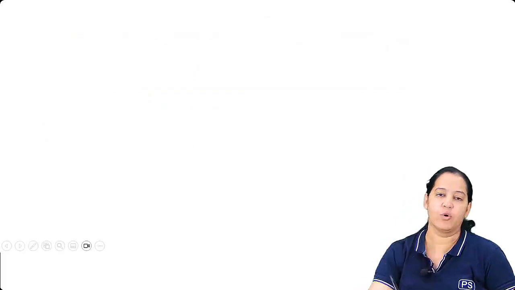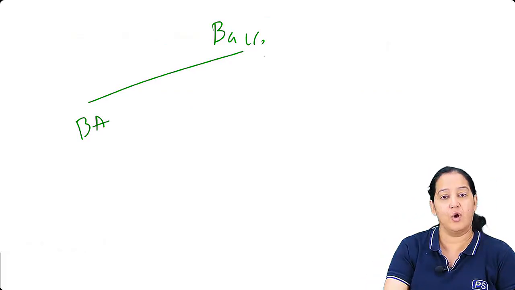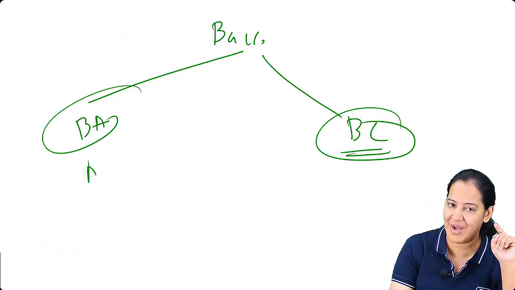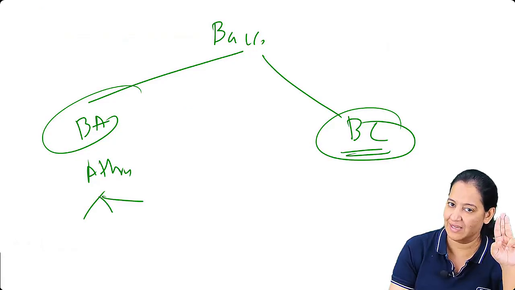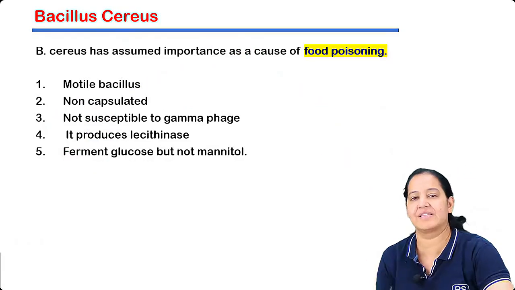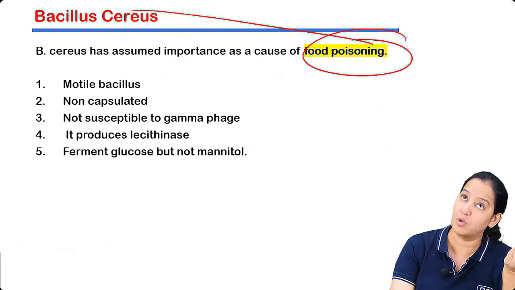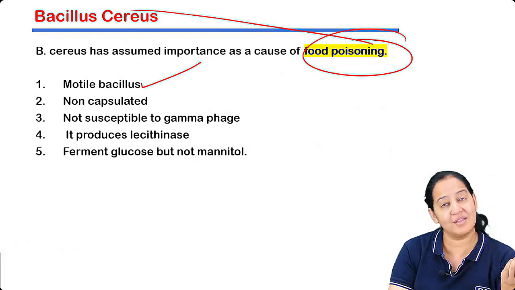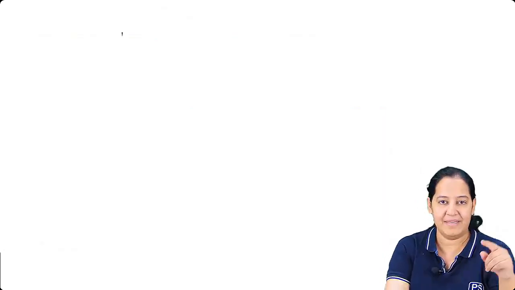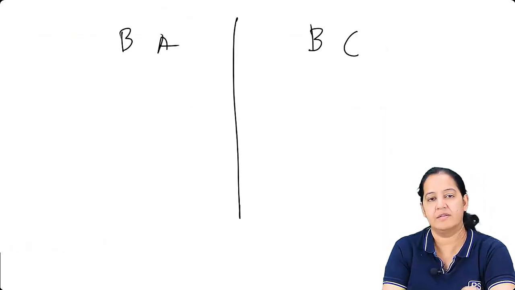One more side hero. I told you I'm teaching you Bacillus. So main hero is done. Bacillus anthracis is done. Now one side hero, Bacillus cereus. Bacillus anthracis causes anthrax, the 3 types of anthrax. Cereus causes food poisoning. Learn the 2 differences. Bacillus anthracis was non-motile; this is motile. Bacillus anthracis was capsulated; this is non-capsulated.